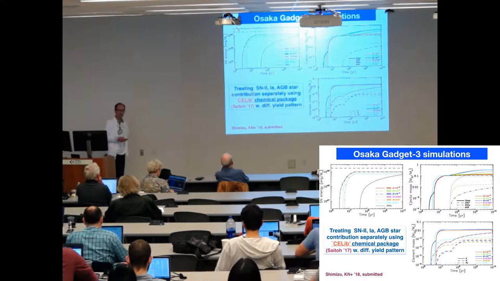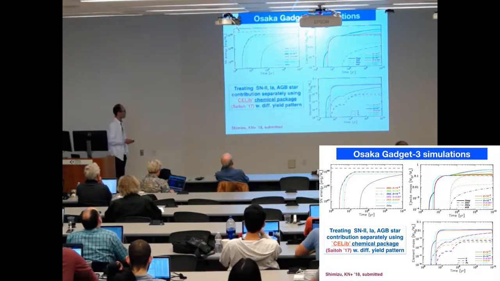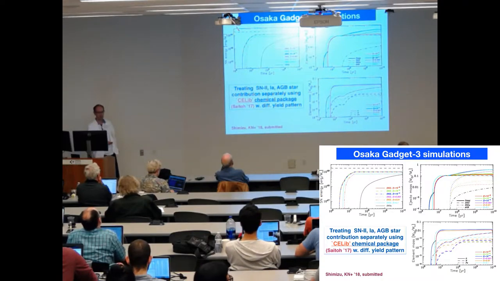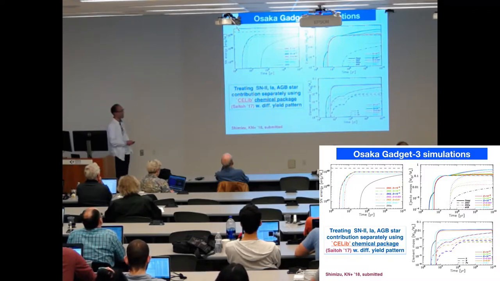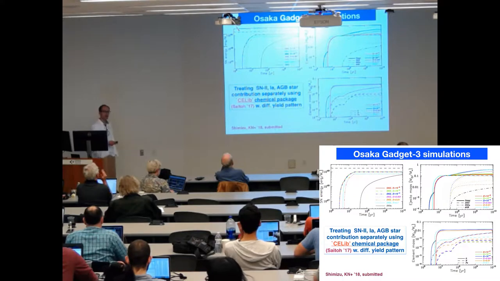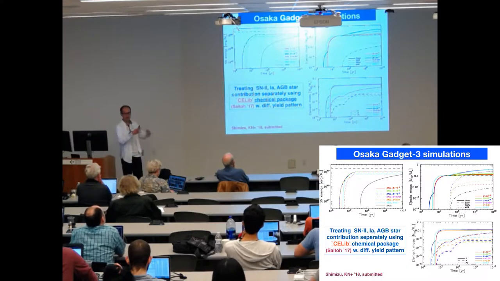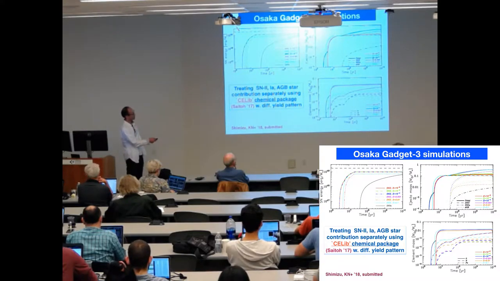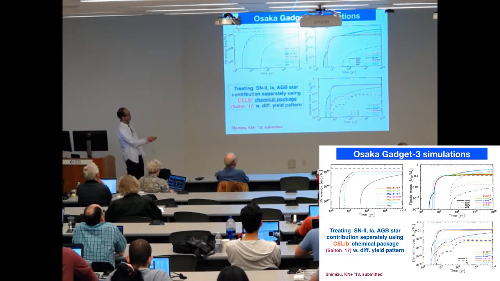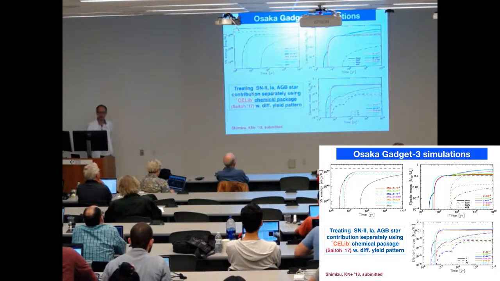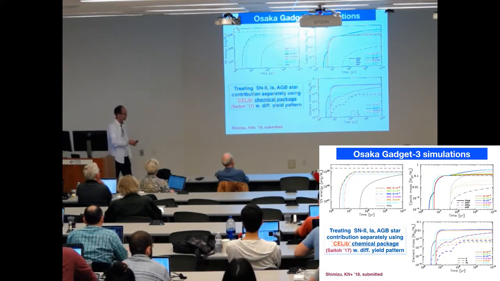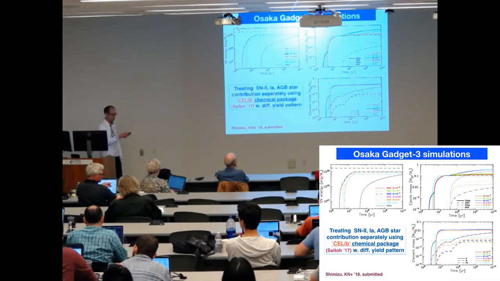For the GASET 3 simulations that we've been doing at Osaka, one of the new things that we implemented is the new treatment for the supernova type 2, 1A, and AGB star contributions separately using this so-called CELIB chemical package by Saito. And this allows us to treat different elements as a function of time, different element masses injected into the ISM as feedback. Also, type 2, 1A, and AGB contribute differently as a function of time. They put different amounts of energy into the ISM. So these different chemistry and energies are now treated as a function of time as well. So we have different time bins to inject energy and mass.